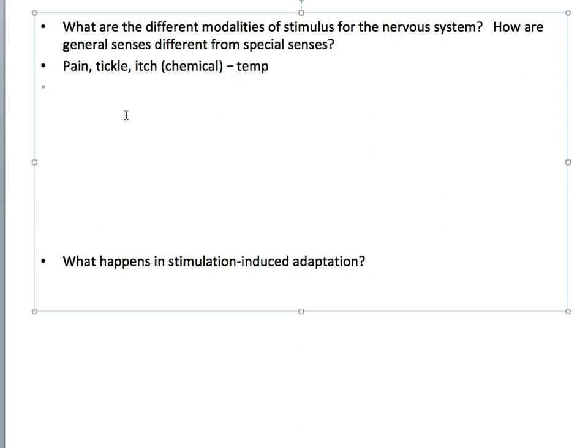Versus, say, special senses. And we haven't actually covered chapter 17 yet, which means in lab, when we looked at the eyes and the nose, right? Remember, you actually collected light, which is then converted into electrical information.